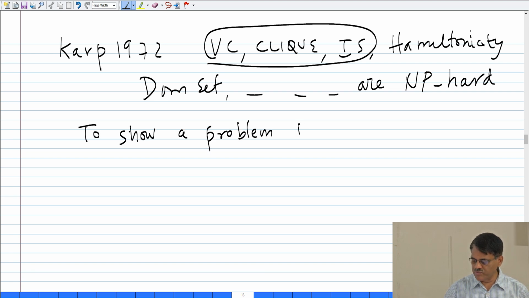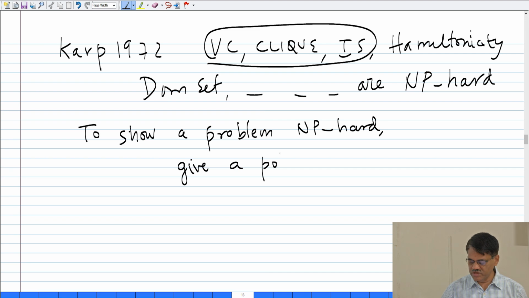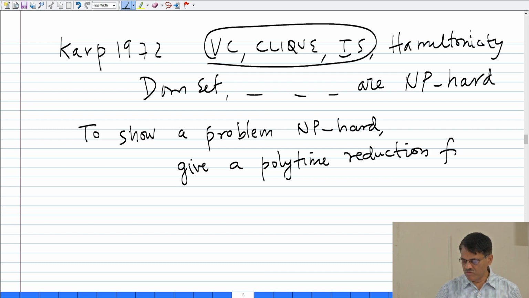So, to show a decision problem is NP hard, give a polytime reduction from a known NP hard problem.